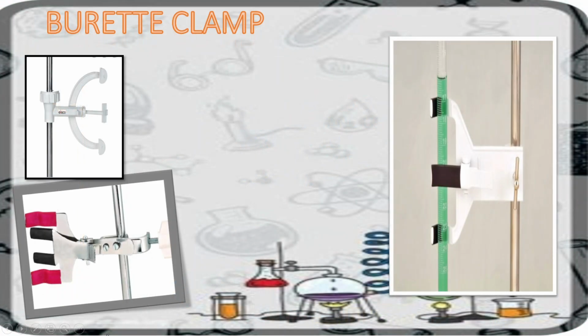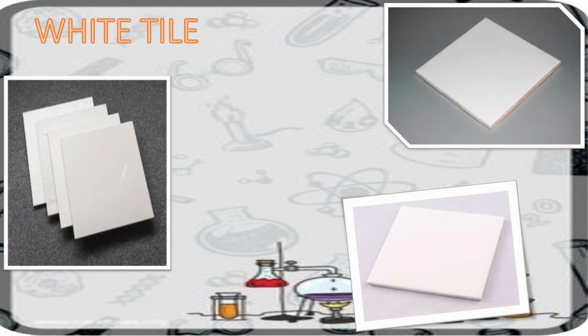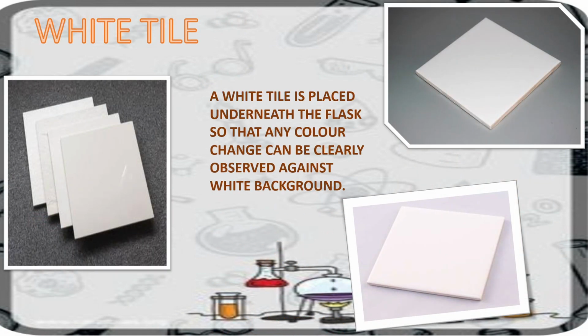Burette clamp. It is used to hold and secure the burette on the burette stand. White tile. A white tile is placed underneath the flask so that any color change can be clearly observed against a white background.